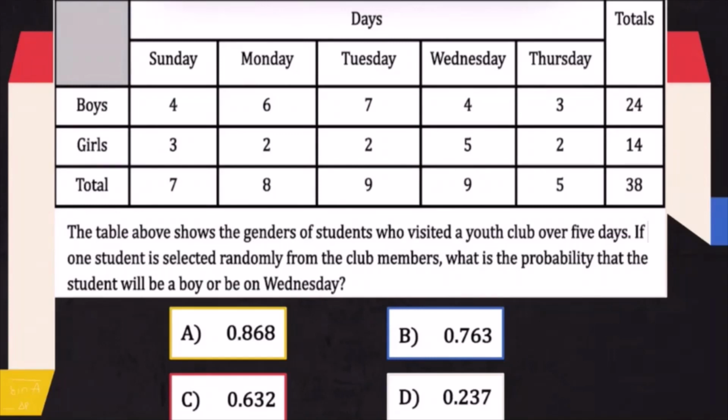The table above shows the genders of students who visited a youth club over 5 days. If one student is selected randomly from the club members, what is the probability that the student will be a boy or be on Wednesday? Option A 0.868, option B 0.763, option C 0.632, and option D 0.237. Let's find out the correct option.